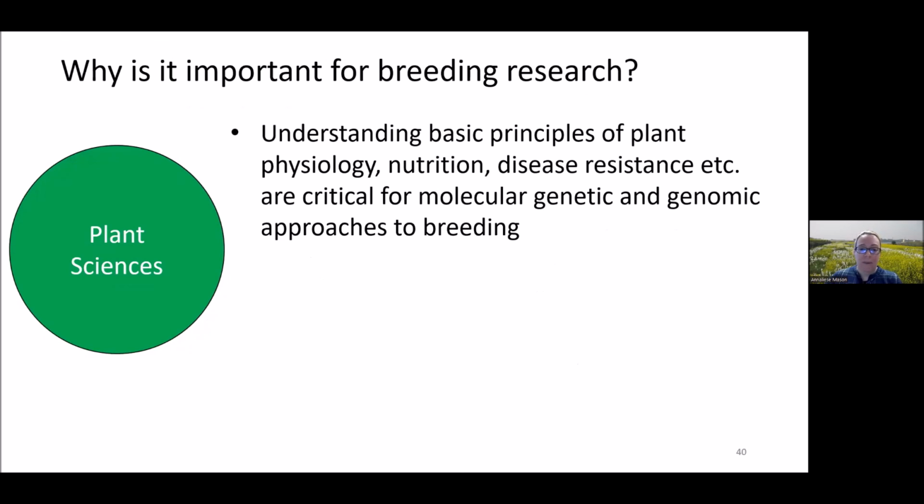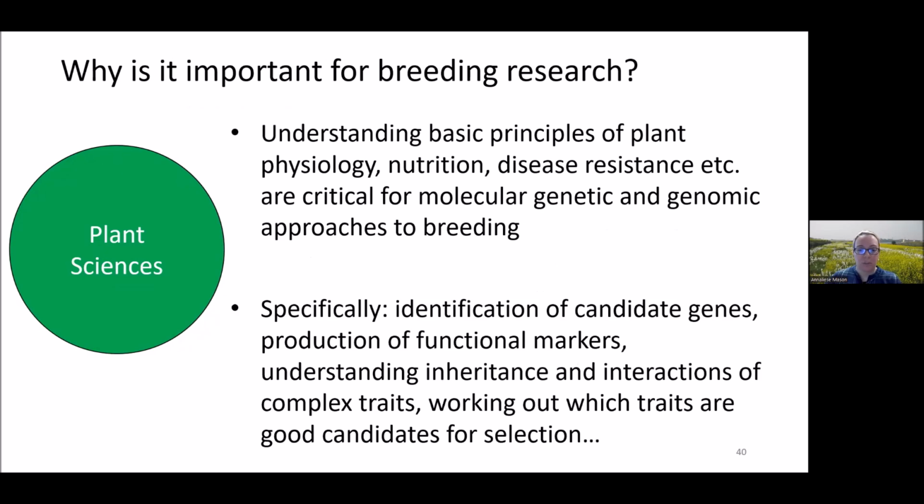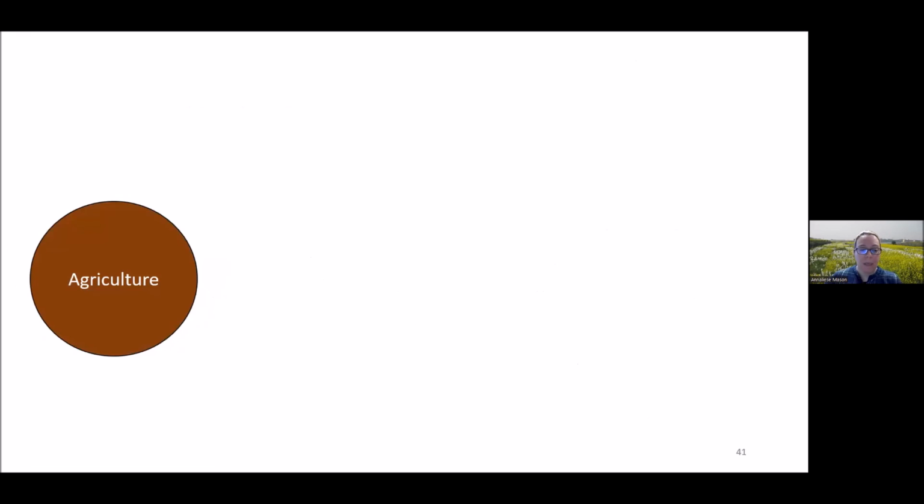It's important for breeding because it's understanding basic principles of how the traits work. So how does plant physiology, nutrition, or disease resistance function? This is critical for molecular genetic and genomic approaches to breeding. So we can use this to identify candidate genes responsible for specific traits, to produce markers, to understand the inheritance and interactions of traits, and work out which traits are good candidates for selection.